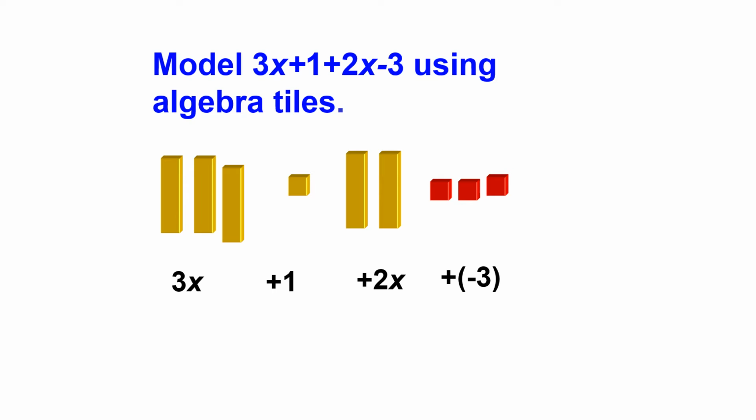So when we collect all of that, what have we got? What's the answer? Can you come up with an answer? Let's start with the x's. How many x's have we got? And then go to the integers. Cancel out your 0 pairs. How many integers have we got? Hopefully you came up with 5x minus 2.